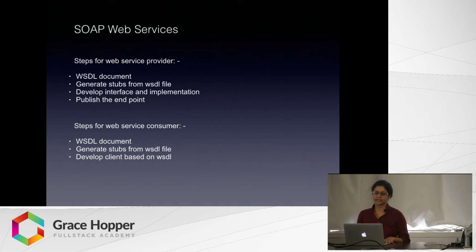Once you have the WSDL file, you can generate the stubs from it. There are a lot of plugins available. One of them is CodeGen, which can take this WSDL document and convert it into, say, Java classes. The next step is developing the interface and implementation classes. For example, if you're creating a customer or getting the customer, you write all these implementation classes, and the final step is publishing the endpoint.